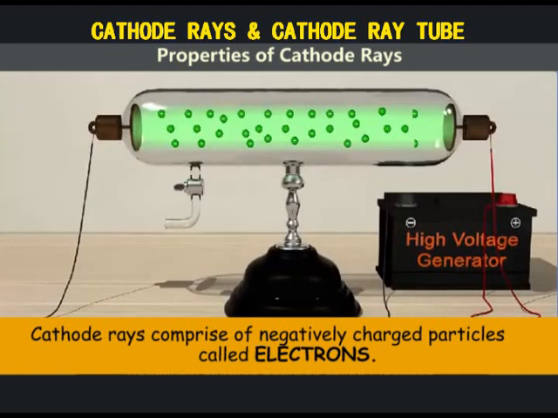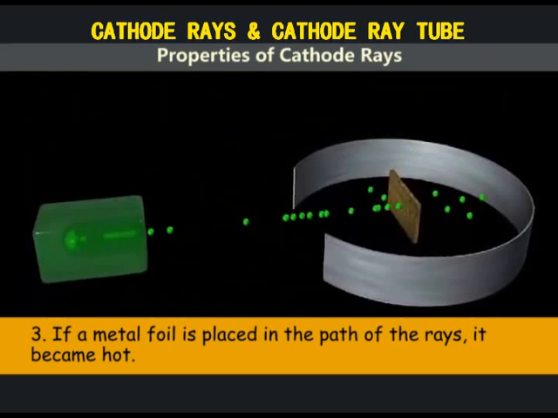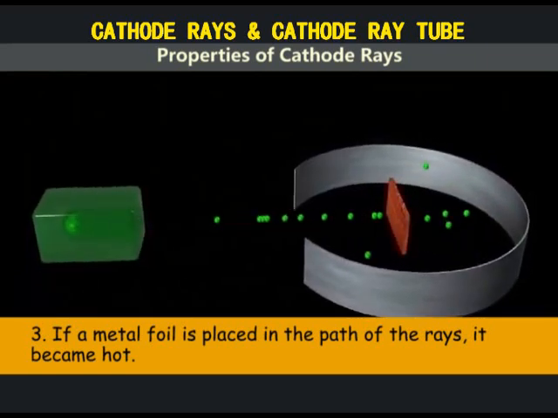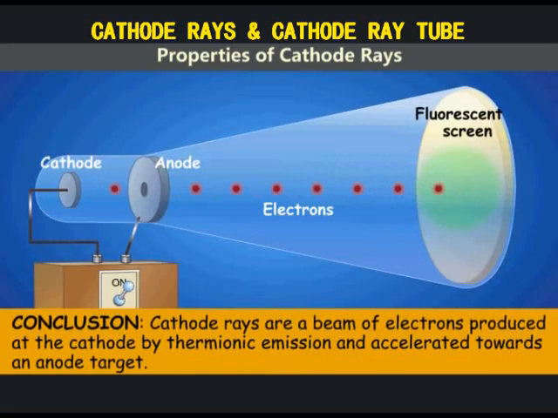In another experiment, Thomson observed that if a metal foil is placed in the path of the cathode rays, it becomes hot, and this implies that the rays possess kinetic energy. And so, cathode rays are basically a beam of electrons produced at the cathode through thermionic emission and accelerated towards an anode in a cathode ray tube.